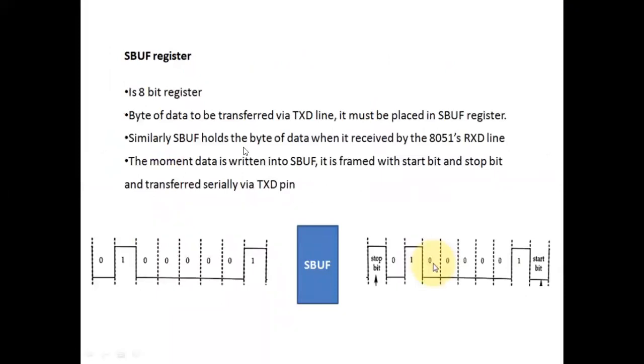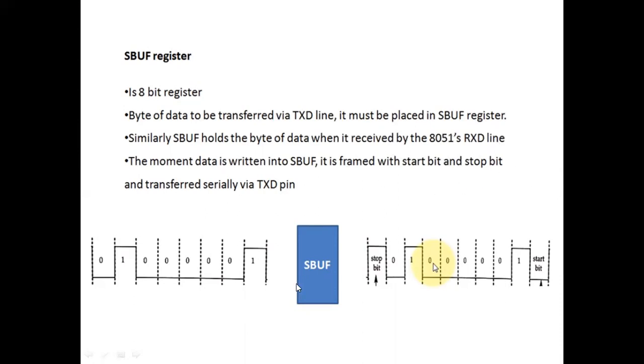And for the transmission of serial data, you are using one special function register in the 8051 microcontroller, that is SBUF. SBUF is an 8-bit register, the serial buffer register. So in transmitting, first you have to place the data in SBUF and then transmit. During the receiving, whatever data is coming will be held by the SBUF, and from the SBUF it will be read from the receive line.